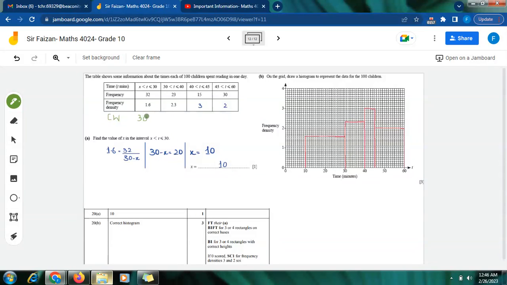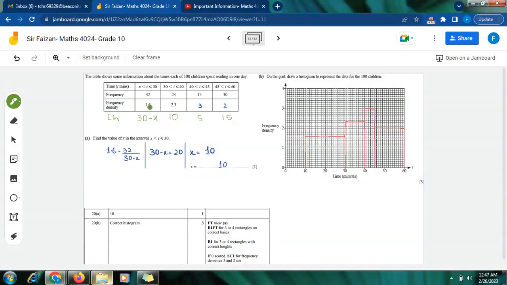So this will be the class width of the first interval, 30 minus x. 30 is the upper bound and the lower bound is the x. So we will just write it like this, 30 minus x. And then the second interval is from 30 to 40. So the class width will be 40 minus 30, that is equals to 10. And the third class width will be 45 minus 40, that is 5. And the last one will be 60 minus 45, that is equals to 15. So these are the four class widths which we will need in order to find out the frequency density.